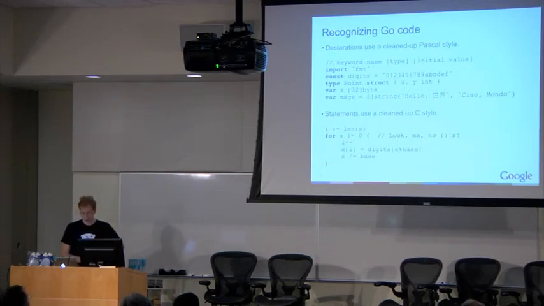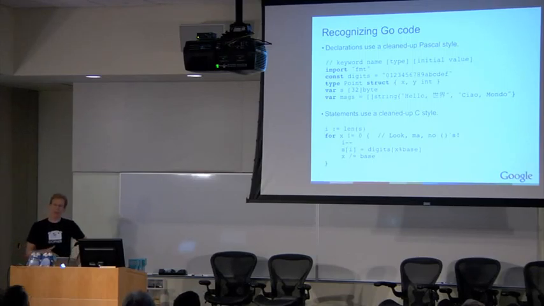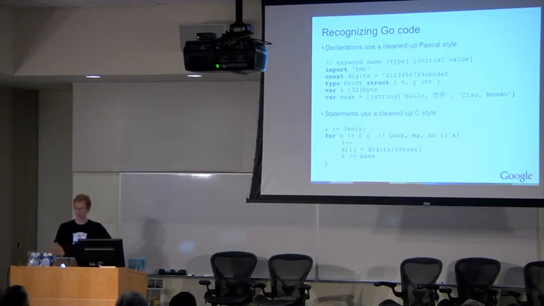So how do we recognize Go code? If you look at Go code, you will see that there are declarations. They are very familiar. They look a little bit like cleaned up Pascal. There are import statements. There are const declarations, type declarations, variable declarations, and so forth.